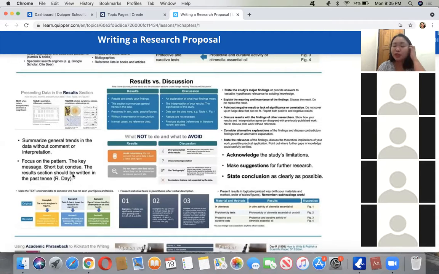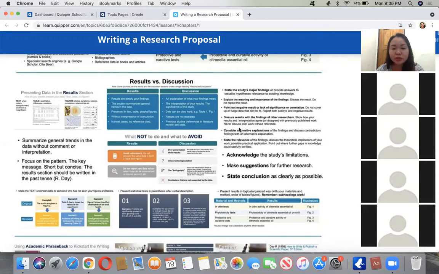And when you write your bibliography and acknowledgement, it should be in the third person, like the author would like to thank the different people for making this paper possible, something like that. So these are your results and discussion. You state the study's major findings, explain the meaning and importance of the findings, and point out negative results or lack of significance or correlation. You will see an example of this as we go further.